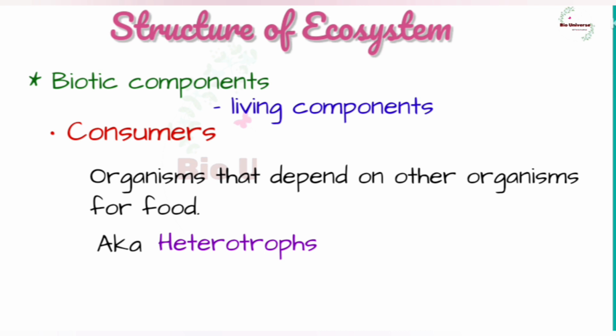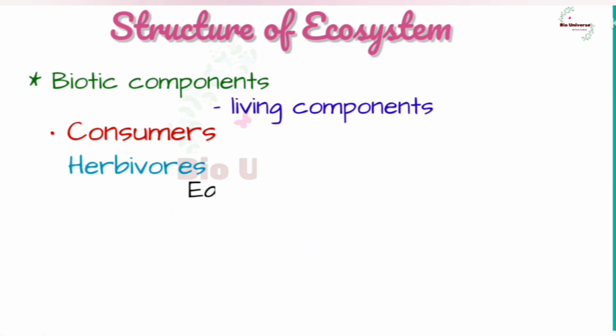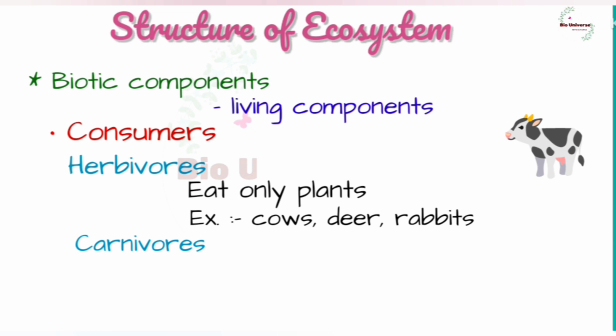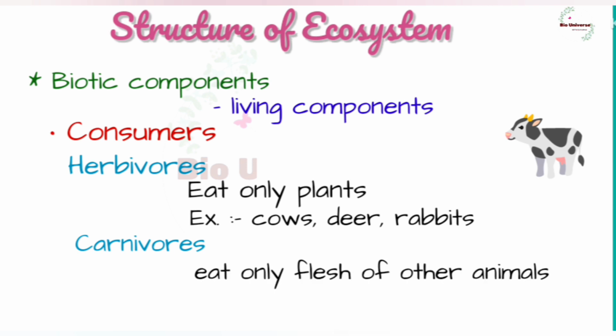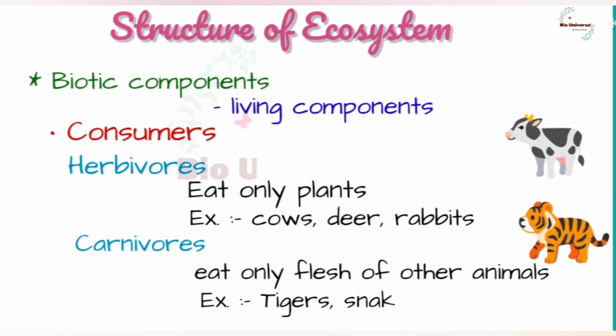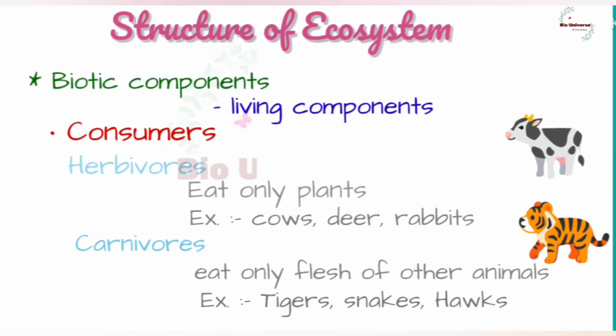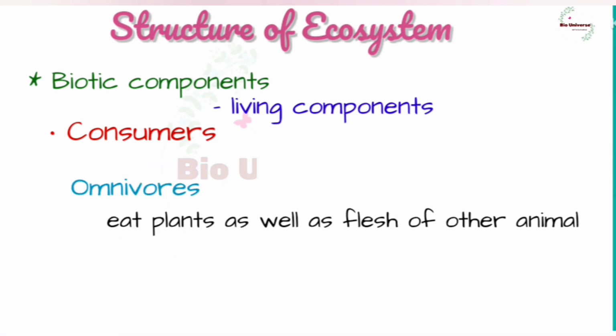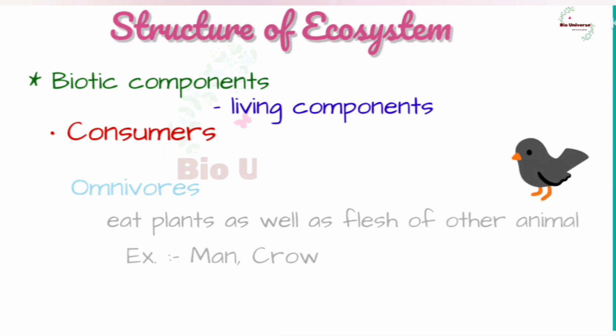Consumers can be classified as herbivorous, carnivorous and omnivorous. Herbivores eat only plants and plant products, for example cows, deer and rabbits. Carnivores eat only the flesh of other animals, for example tigers, snakes and hawks. Omnivores eat plants as well as flesh of other animals, for example man and crow.